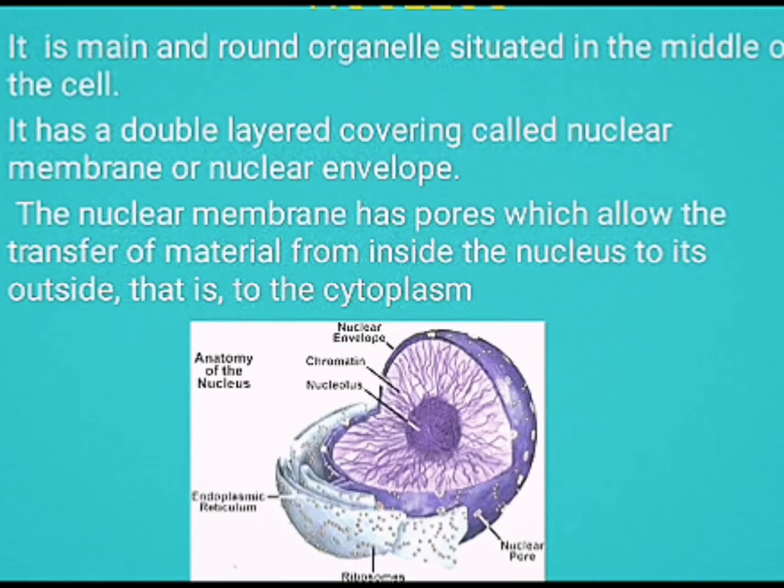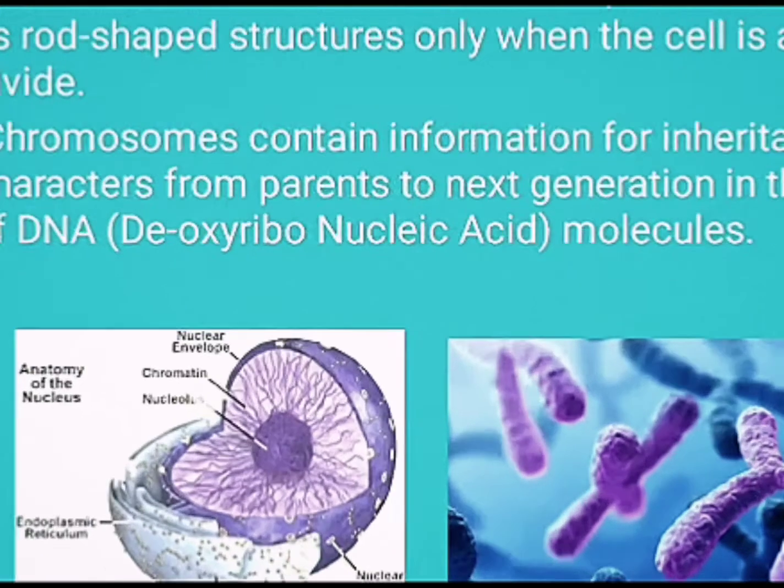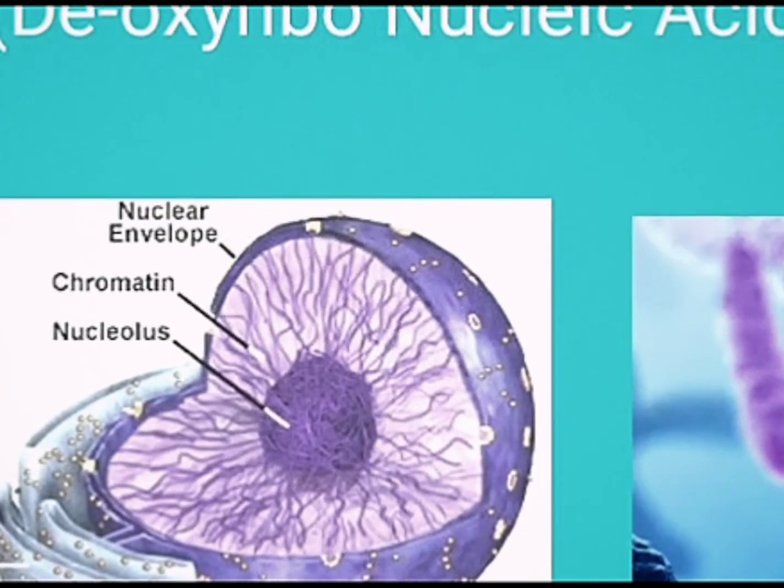The nuclear membrane has pores which allow the transfer of material from inside the nucleus to its outside, that is, to the cytoplasm. This nuclear envelope has many pores and it encloses a fluid which is called nucleoplasm. So friends, inside the nucleus you will find nucleoplasm, which is a fluid, as well as some thin fiber-like material which is called chromatin fiber.